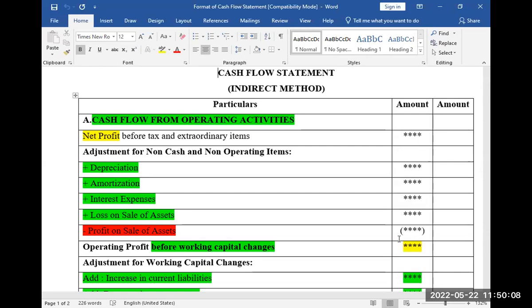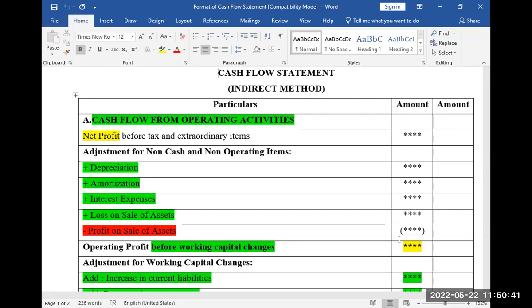Look at this. Depreciation needs to be added. Why am I adding? Already I deducted my depreciation from my total income to find out the net profit. That net profit is not a cash profit because depreciation was already deducted. It was not a cash expenditure. So I'm adding it back to find out the original cash profit. Okay. Next, plus amortization, same logic. Amortization is nothing but depreciation on intangible assets. That's it. Both are the same.